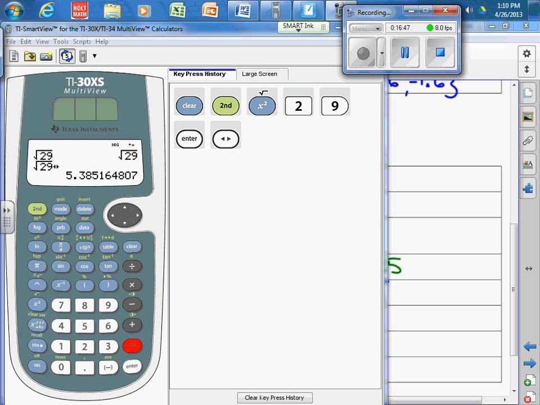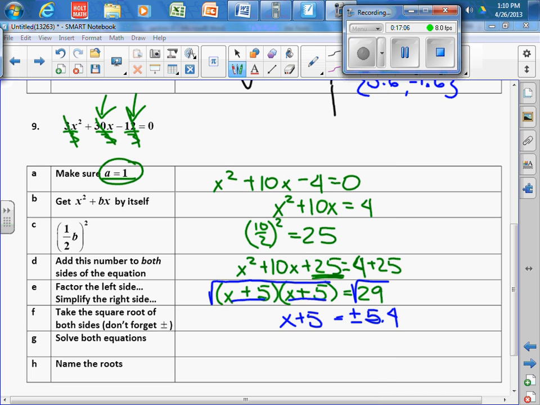What did you get when you round this off to the nearest tenth? Is it 5.39? Is it 5.3? 5.4? Is it just 5? Is it just 6? What do we have here? Rounding this off to the nearest tenth would be 5.4. So we're going to have x plus 5 is equal to plus or minus 5.4.